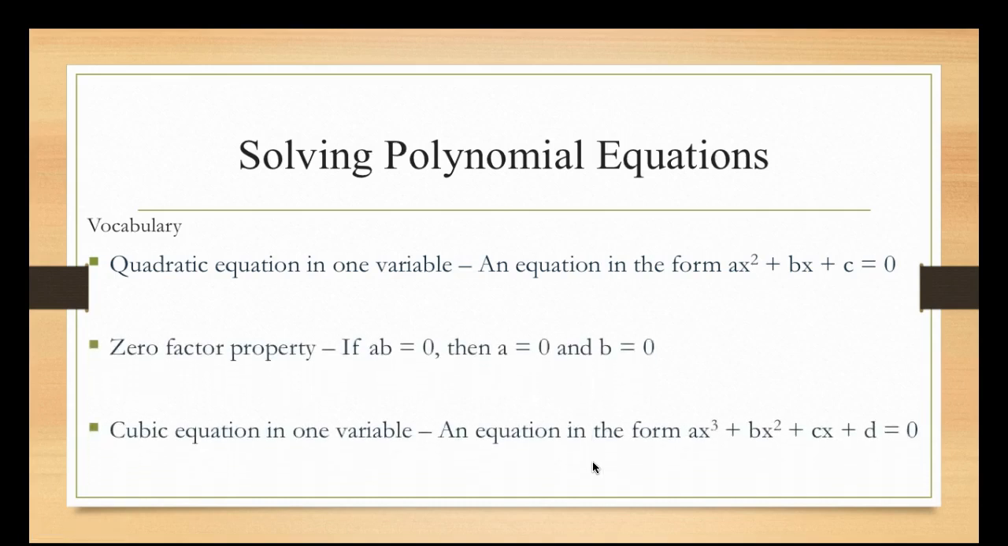Please take a moment, pause the video, and jot down the vocabulary. A quadratic equation in one variable is an equation in the form ax squared plus bx plus c. That just means a quadratic is a second degree polynomial. The zero factor property says when I multiply two numbers together and get 0, one of those factors has to equal 0. A cubic equation in one variable is a third degree polynomial.